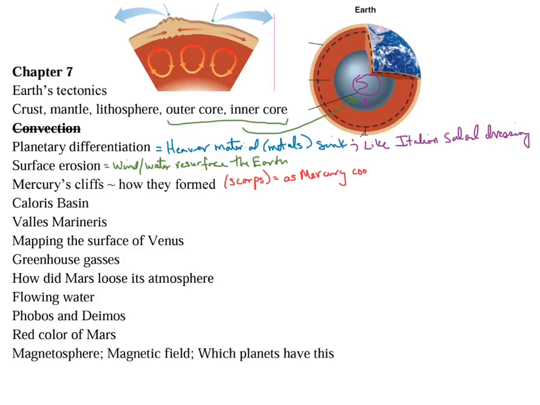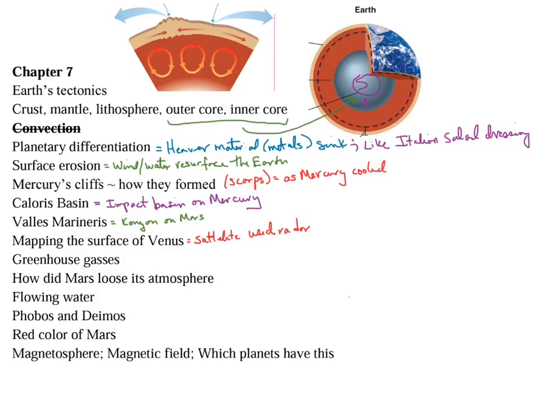Mercury's cliffs, otherwise known as scarps, were thought to have formed as the cute little planet cooled. Caloris Basin is found on Mercury, and it's kind of a neat feature, and actually it's kind of jumbled on the opposite side from the Caloris Basin on Mercury. Valles Marineris, that's on Mars. That's that large canyon.